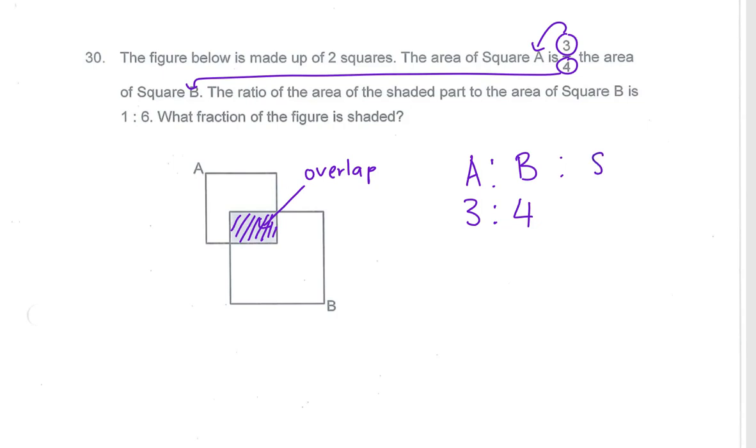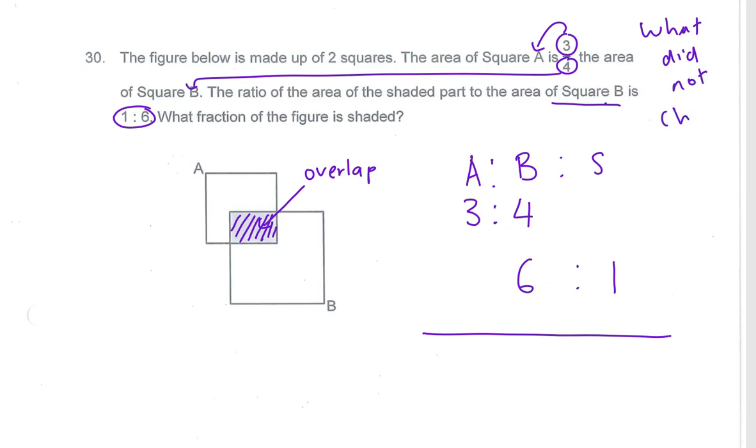Now the ratio of the area of the shaded part, which is 1, to the area of square B is 1:6, meaning to say area of square B is 6. The shaded part is 1. Okay? Now, isn't this ratio table very familiar? Ask yourself a question. What did not change?